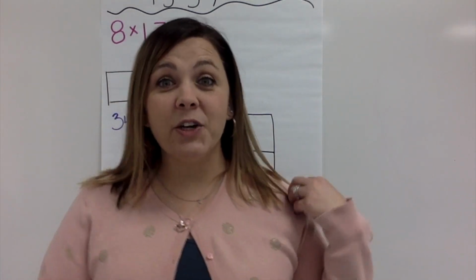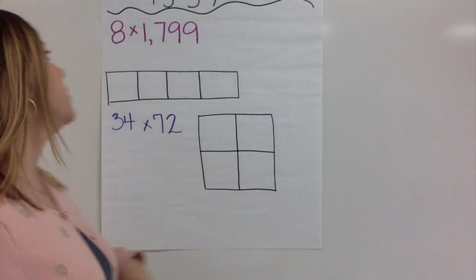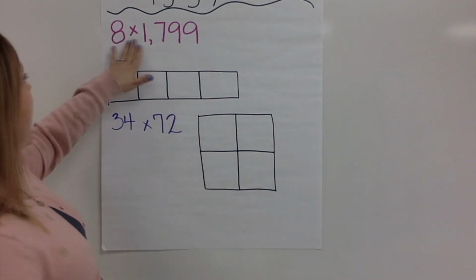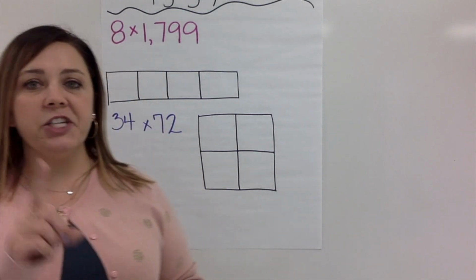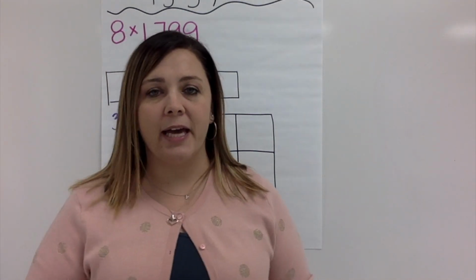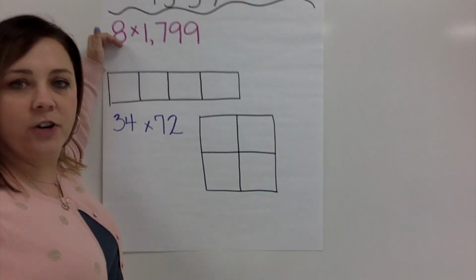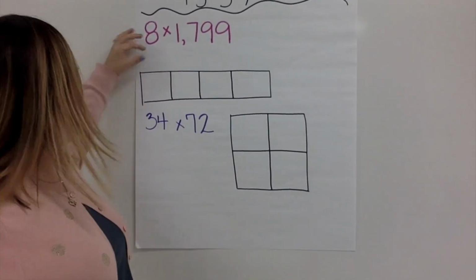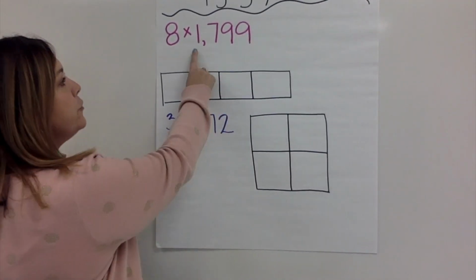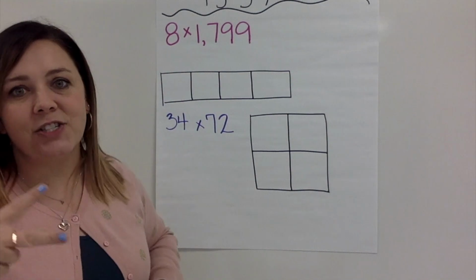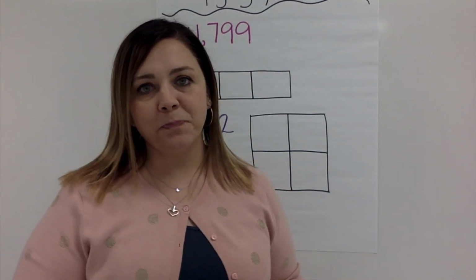All right, so hopefully you have your number sentence written and your first area model outlined. So let's review. 8 times 1,799. This is a 1-digit by 4-digit multiplication number sentence. Because I only have one digit in my first factor, I only have one row in my area model. Since I have 4 digits in my second factor, I need 4 columns in my area model.